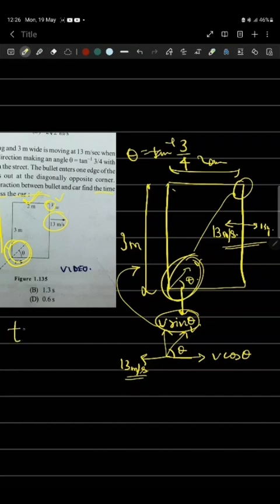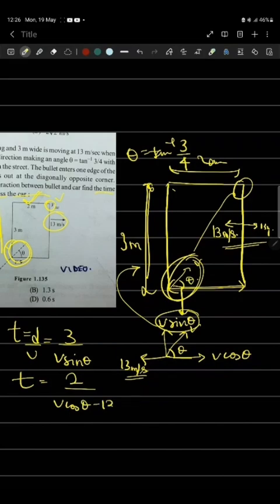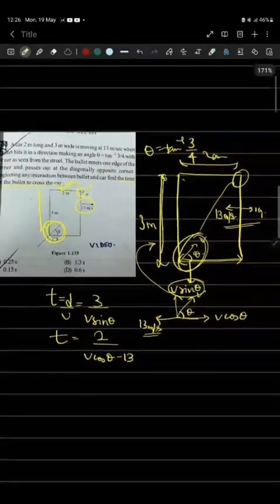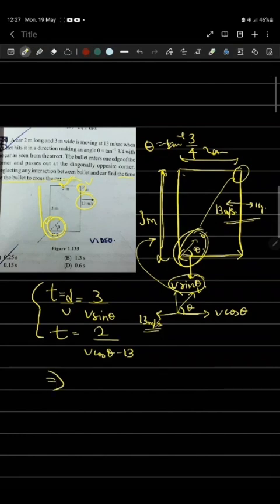So we have t equals distance traversed by velocity, so this is equal to this distance, which is 3 meter, by V sin theta. Okay, and the same applies to this part also. T equals 2 by V cos theta minus 13. From here, solving these two equations, we can get this one formula, that T is equal to 1 by 13 into 3 by tan theta minus 2.